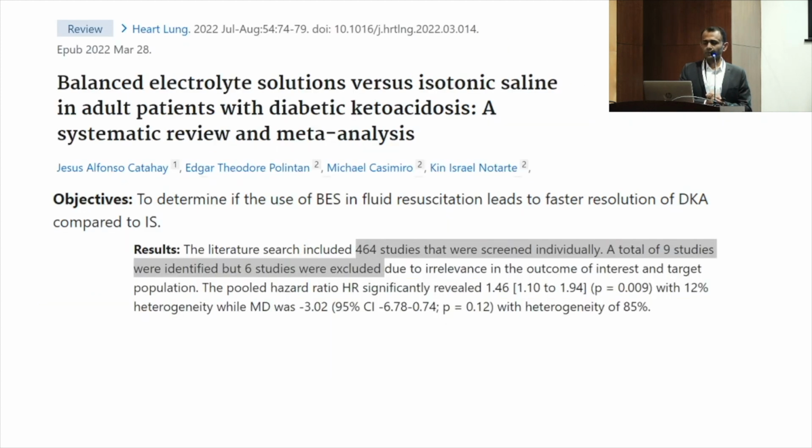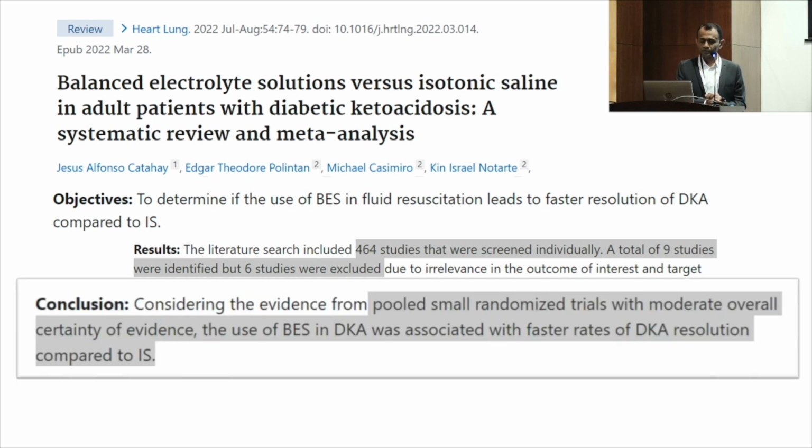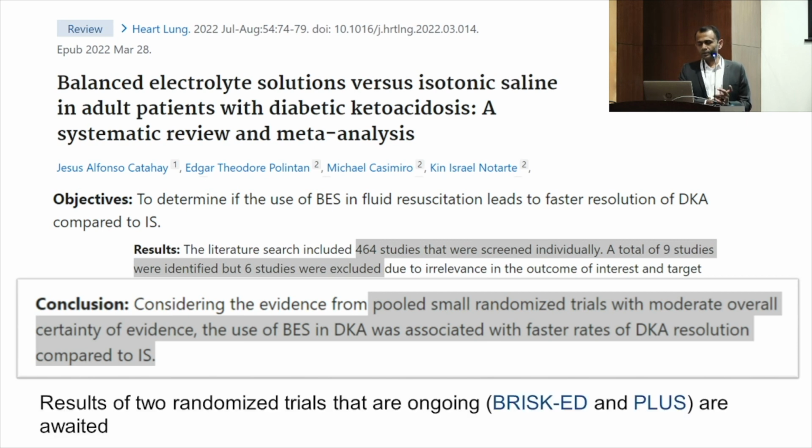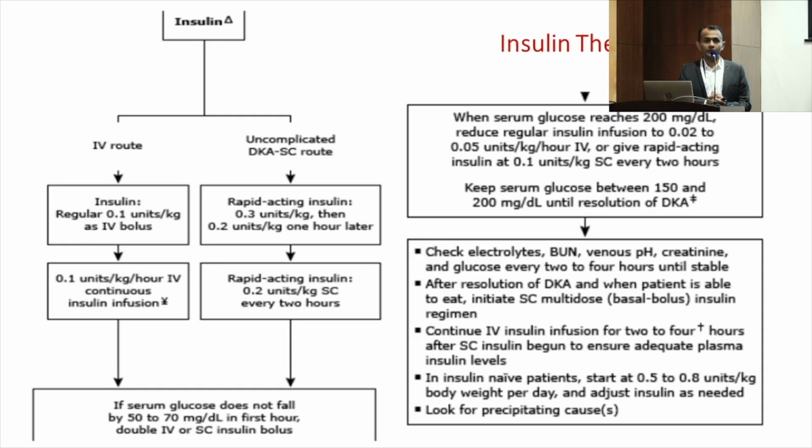This is a systematic review and meta-analysis which was published in 2022. But again, there are a lot of limitations here. It was only 3 studies. Two out of the 3 were open label randomized control trials, which showed that the balanced electrolyte solutions were associated with faster rates of DKA resolution compared to isotonic saline. There are a few more studies. The results of the BRiCC, ED and the PLUS studies regarding DKA fluid resuscitation are awaited.